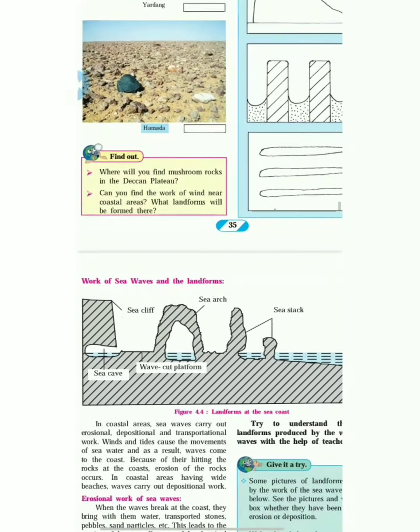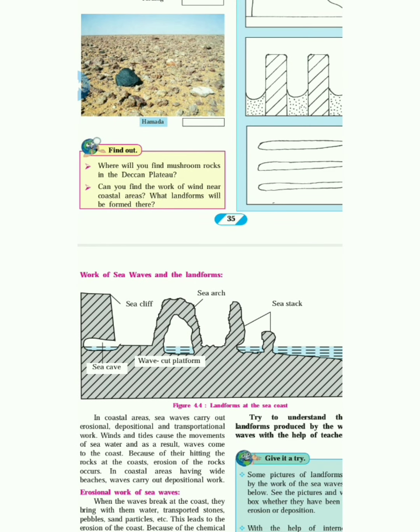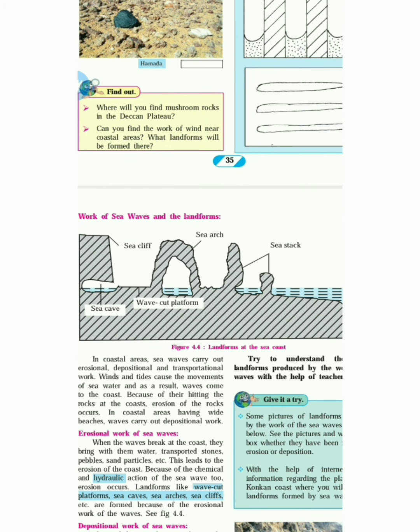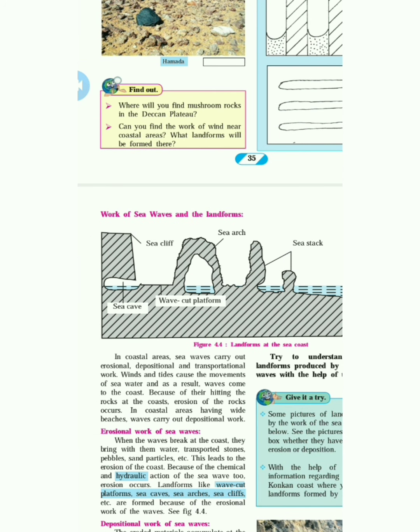Now see the work of sea waves and the landforms. In coastal areas, sea waves carry out erosional, depositional and transportational work. Winds and tides cause the movements of seawater. As a result, waves come to the coast. Because of their hitting the rocks at the coast, erosion of rock occurs. In coastal areas having wide beaches, waves carry out depositional work.